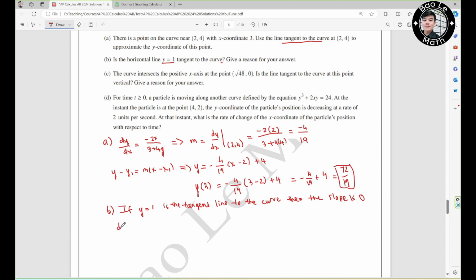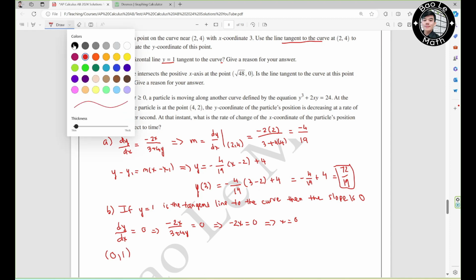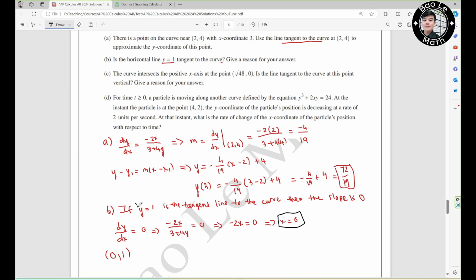Alright, so we have dy over ds must be 0. It implies that negative 2s over 3 plus 4y is 0, which is equivalent to negative 2s is 0, or s is 0. So we have the point (0, 1), right? 0 right here and 1 right here is the solution to the equation.